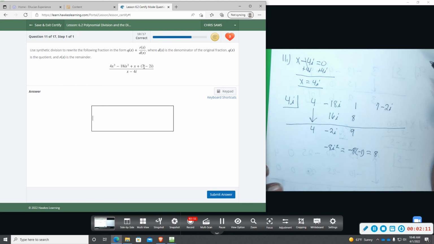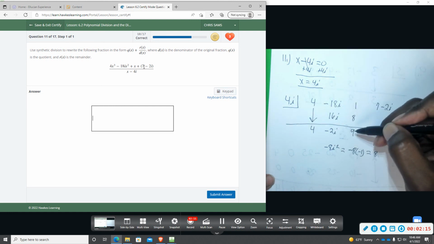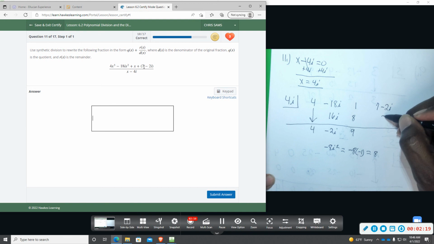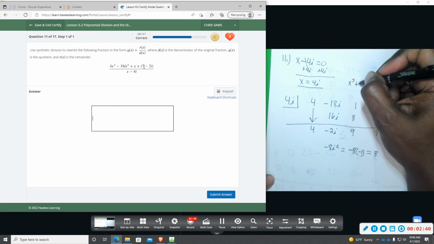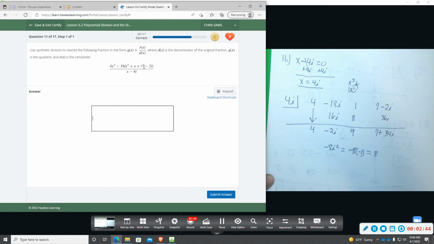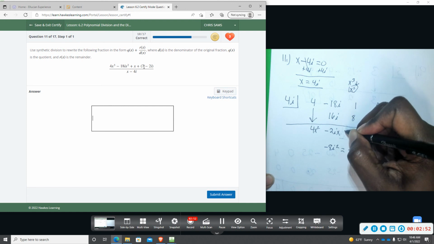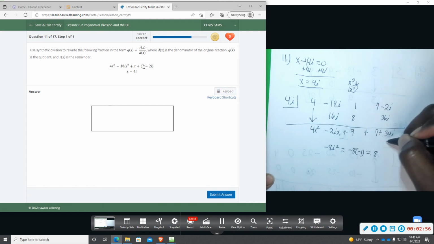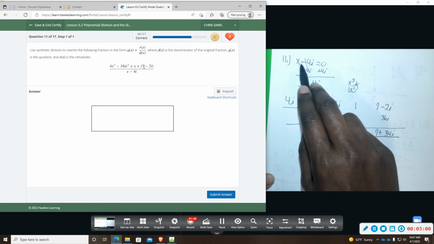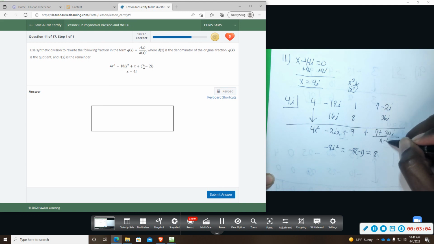And then from here, I'm going to multiply 4i times 9, and that will give me 36i. Then I'll combine these and bring down a 7 plus, that'd be 34i. And from here, we had an x to the third is what we started with. We're going to drop that down by 1, so we're going to be using x squared to write these. So this is 4x squared minus 2ix, and then plus 9, and then we will say plus this over our original factor, which was x minus 4i. So this will be our quotient and remainder.